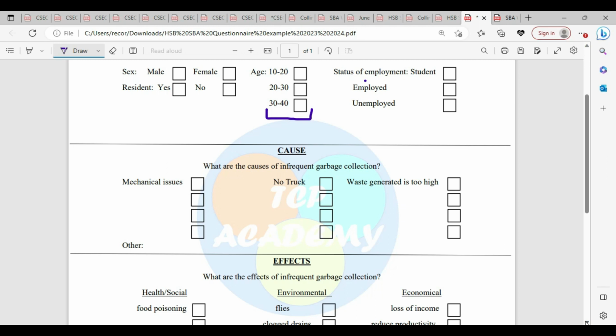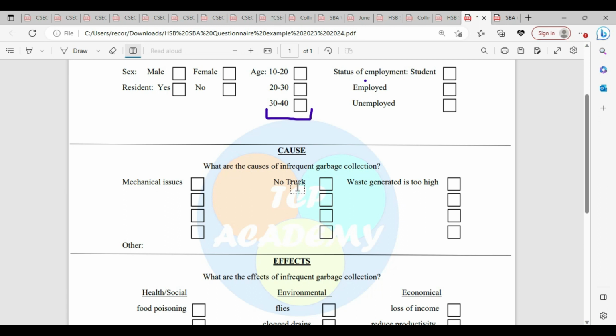Now, when you get to cause, you're going to be writing 1 question for this questionnaire. And if you're using this template and these things really don't match what you want to do, you're just going to be changing the options here. Now, I want to speak to what cause is for this particular questionnaire. The cause is supposed to answer to the particular problem that we are having. What led to this problem? So here we are having, what are the causes of infrequent garbage collection?